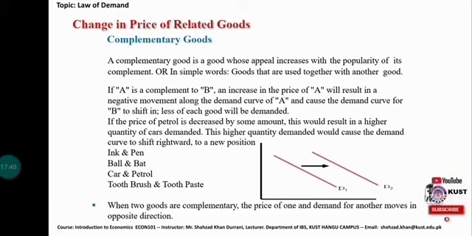What does it mean? When two goods are complementary, the price of one and the demand for another move in opposite directions, right? If the price of one is going to decrease, the demand for the other will go up.